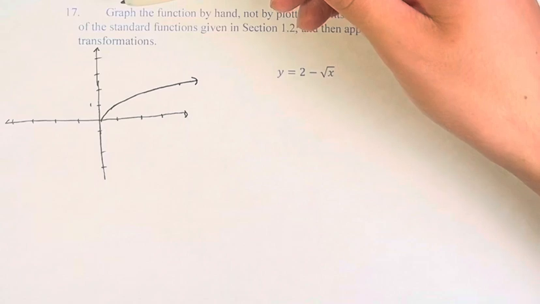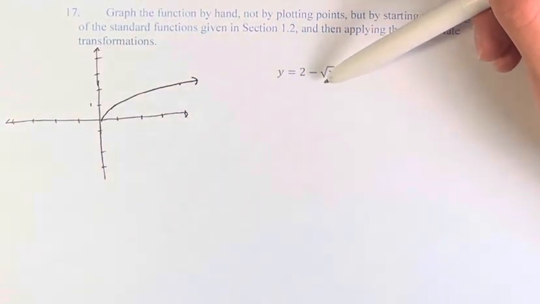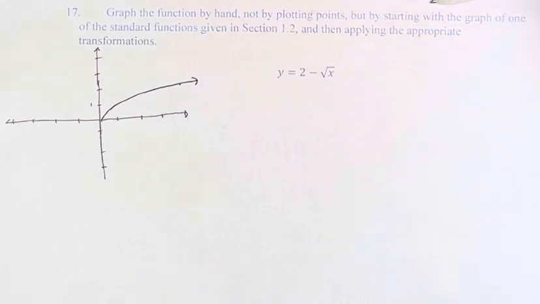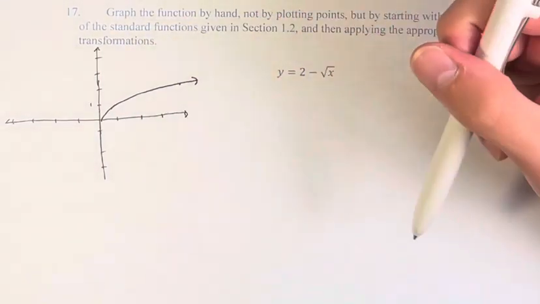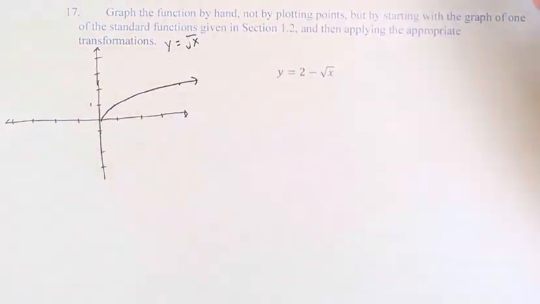In this problem, we're asked to graph the function y equals 2 minus the square root of x by hand, not by plotting points, but by starting with the graph of one of the standard functions. Right here we have y is equal to the square root of x, and then applying the appropriate transformations.